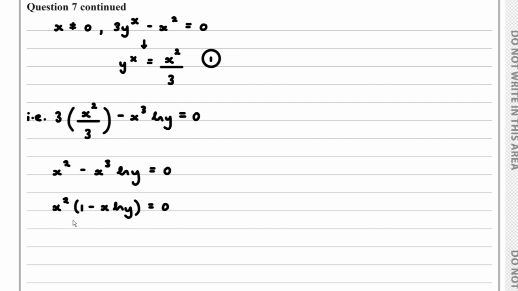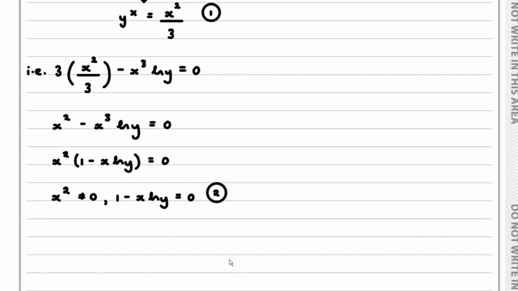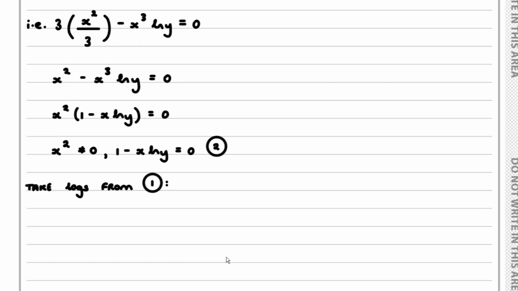So, we've got x squared which doesn't equal 0, and that's because x doesn't equal 0. Or we've got 1 subtract x times the natural log of y equaling 0, which I will call equation 2. Now, if I take a look at this equation 1, what I can do is take logs from equation 1 on both sides. And if I do that, I would have the natural log of y to the x equals the natural log of x squared over 3.